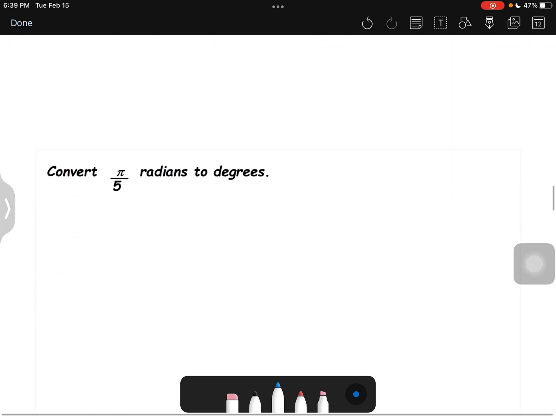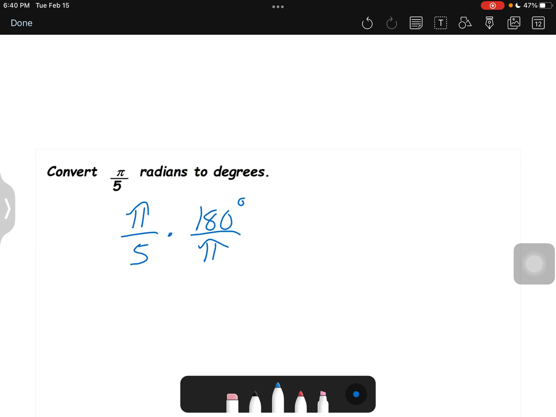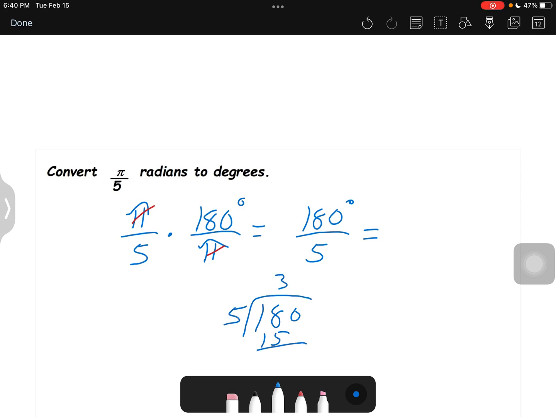All right. So here's another radian measure that we would want to convert to degrees. I've got pi over 5, right? So it's pi radians over 5. I want to convert it to degrees, so that means I put the 180 degrees on top. Now 180 degrees is the same as pi radians. Okay, so that's your conversion ratio. Pi cancels. I'm left with 180 degrees divided by 5, and if I take 180 divided by 5, that goes in there 3 times, 15, 30, so that's going to be 36 degrees.